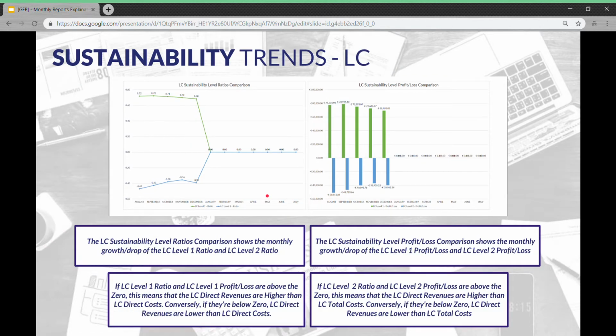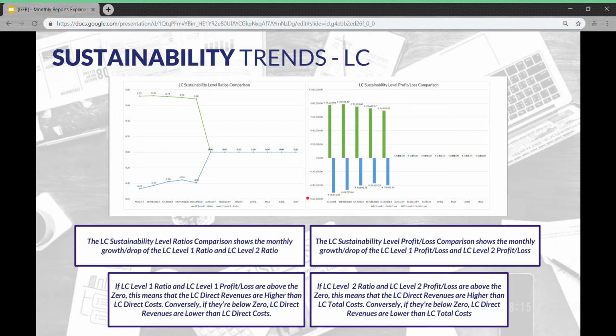Now, let's talk about sustainability trends for LC. LC's sustainability level ratios comparison shows the monthly growth and drop of LC level 1 and level 2. So this one right here, the green one is level 1, the blue one is level 2. Meanwhile, the LC sustainability level profit loss comparison shows the monthly drop as well, based on the profit loss of level 1 and level 2.